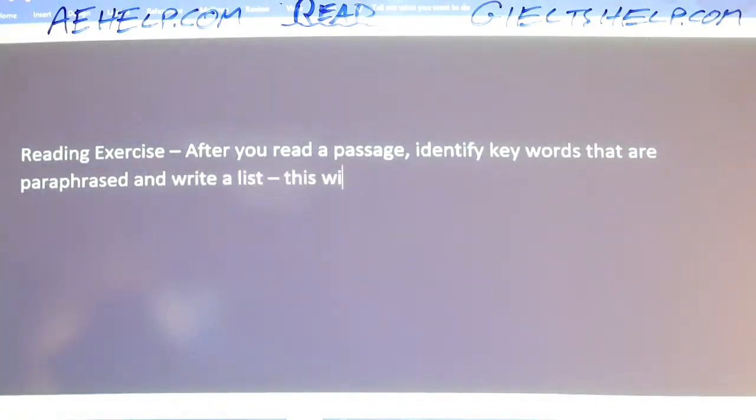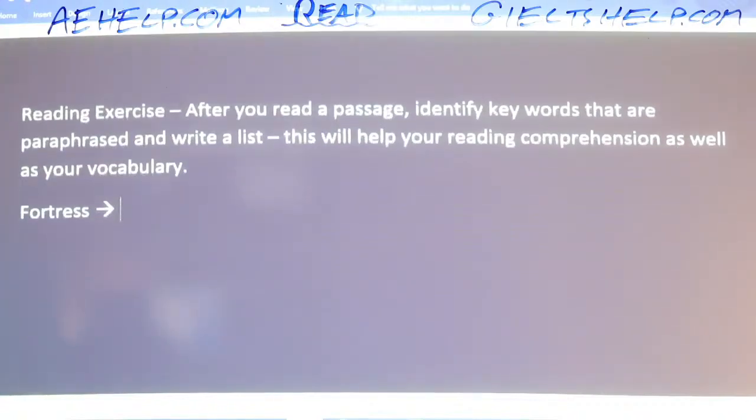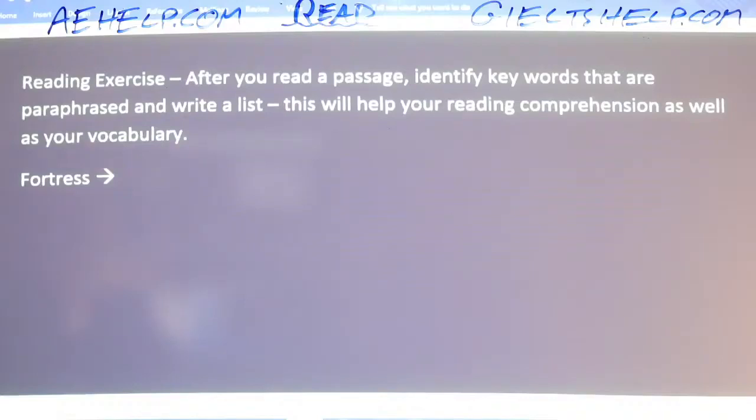Okay, this will help your reading comprehension as well as your vocabulary. Okay, so in this paragraph, we have the word fortress, and we have two other words that paraphrase the word fortress. So as you've probably realized, the fortress of Berat is the landmark of Berat.